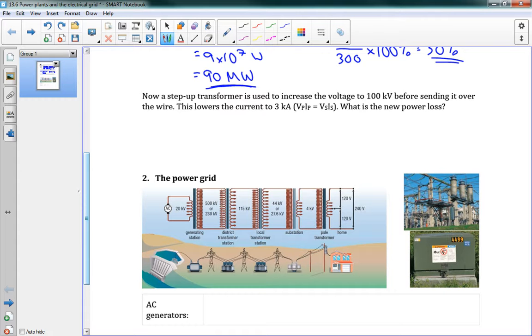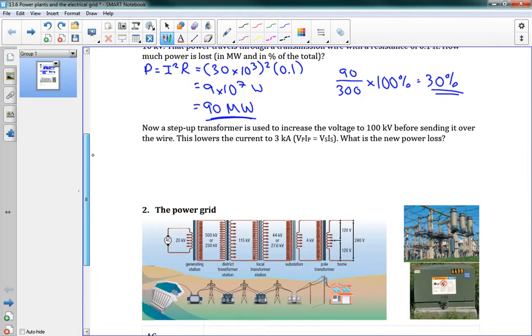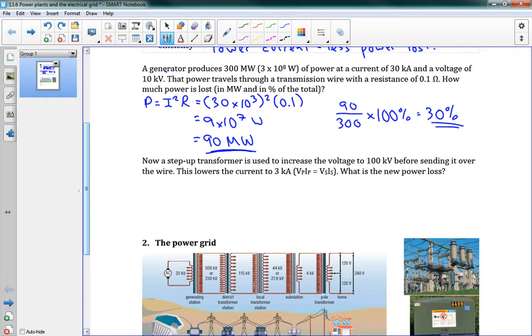So now a step-up transformer is used to increase the voltage to 100 kilovolts before sending it over the wire. This lowers the current to 3 kiloamps. Remember this equation here. What is the new power loss? You can see before we had 10 kilovolts, now we have 100 kilovolts, so we've multiplied the voltage by 10, which means we've divided the amps by 10.